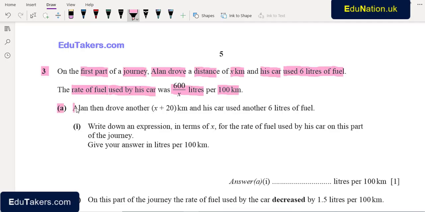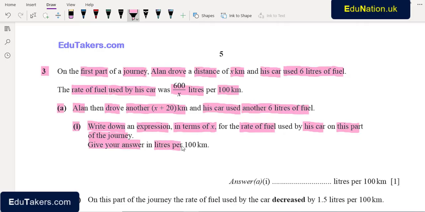Part A. Alan then drove another X plus 20 kilometer and his car used another 6 liters of fuel. Part first is write down an expression in terms of X for the rate of fuel used by his car on this part of the journey. Give your answer in liters per 100 kilometer.